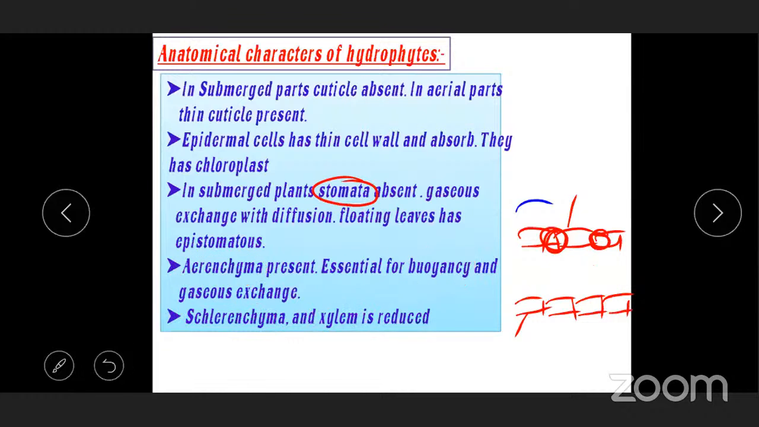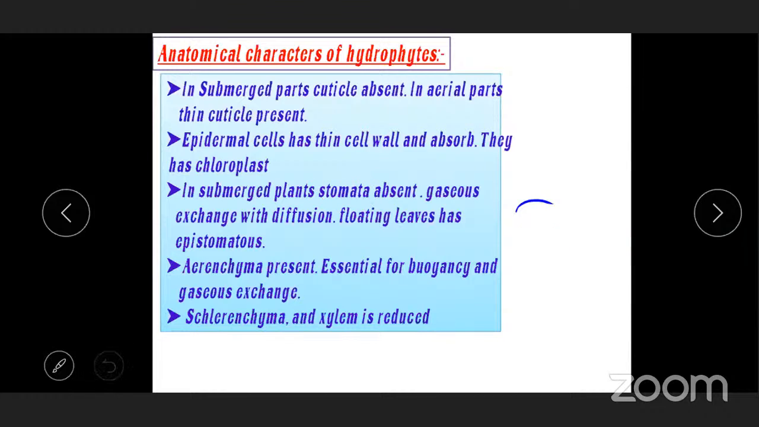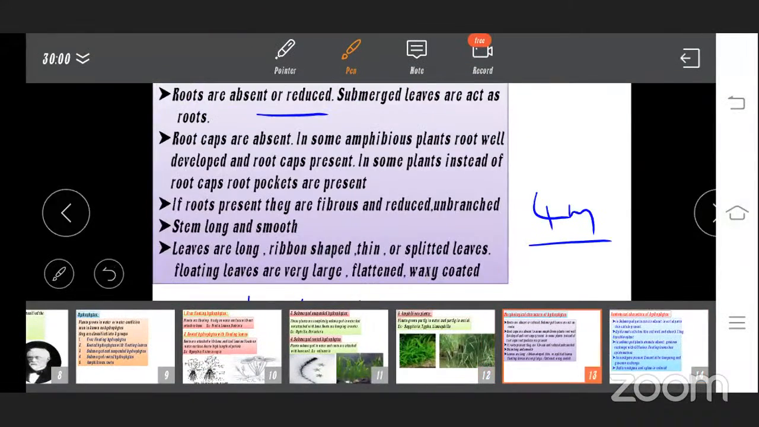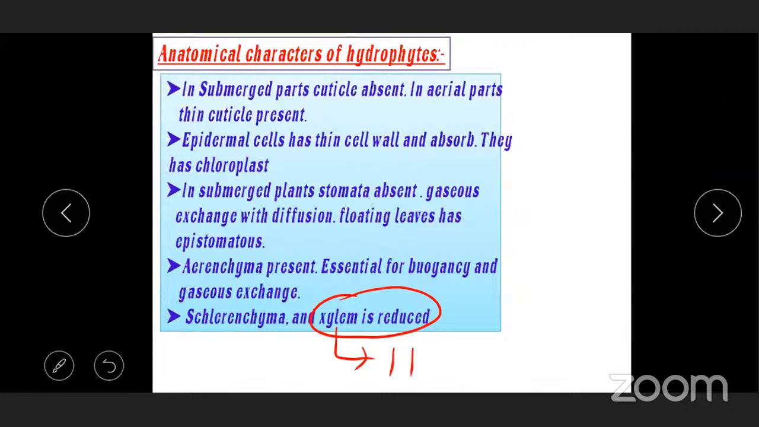Why is the xylem reduced? This is a very important point. Why is the xylem reduced in hydrophytes? Most important point this is. We know that the function of xylem is the transportation of water. What is the function of xylem? Transportation of water.